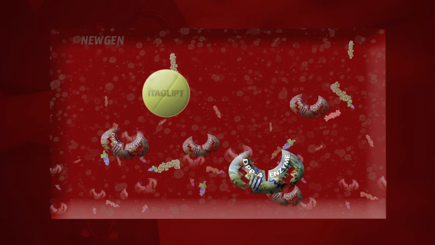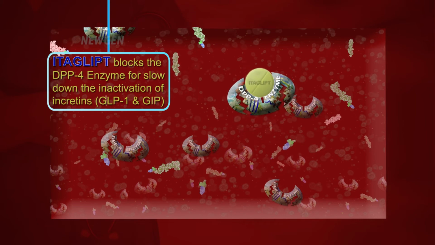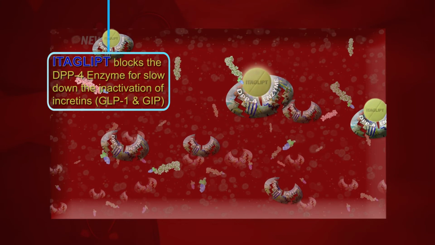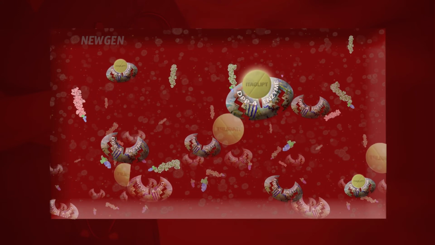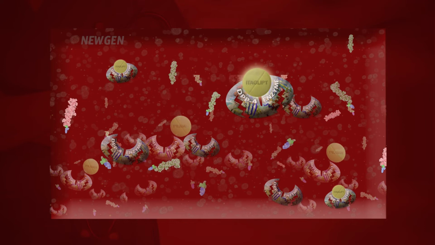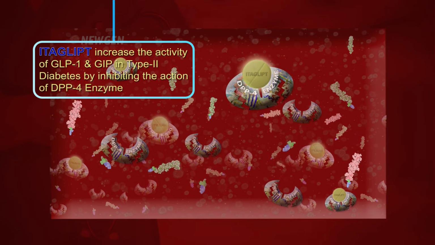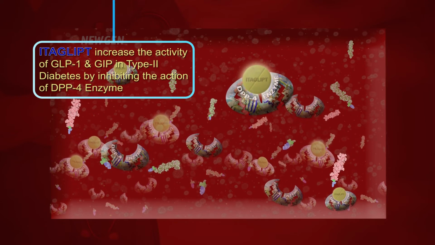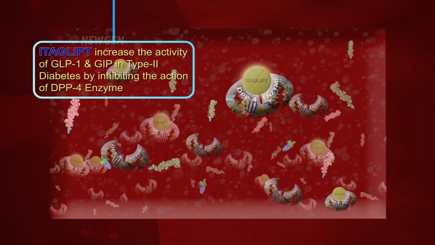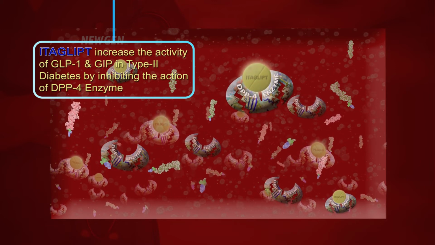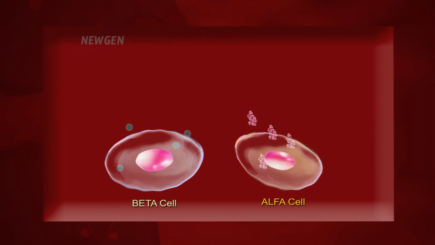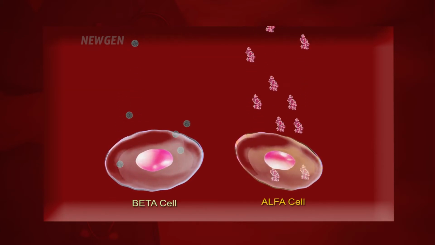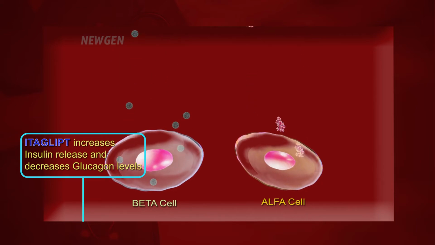Sitagliptin blocks the DPP4 enzyme to slow down the inactivation of incretins. Sitagliptin increases the activity of GLP-1 and GIP in type 2 diabetes by inhibiting the action of the DPP4 enzyme. By increasing and prolonging active incretin levels, sitagliptin increases insulin release and decreases glucagon levels.